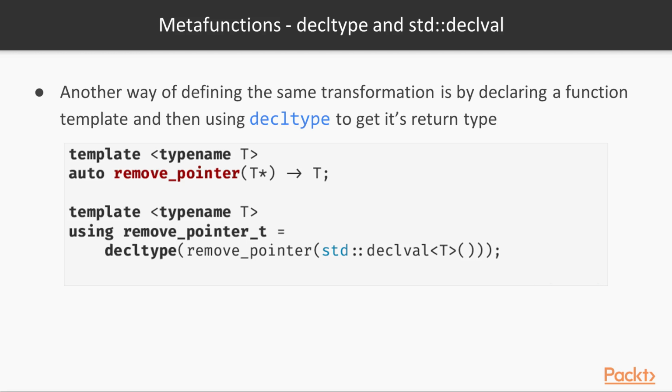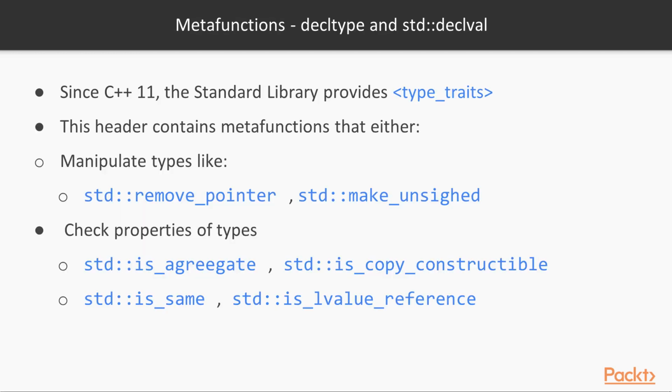The idea here is that we are simulating a function call to this remove_pointer function by passing some object of type T created using declval. And all we're doing is inspecting the return type of the function, which in this case simply gets rid of the pointer. decltype of e evaluates to the type of the expression e, but the expression itself is not evaluated. std::declval<T> is a function whose return type is T&&.